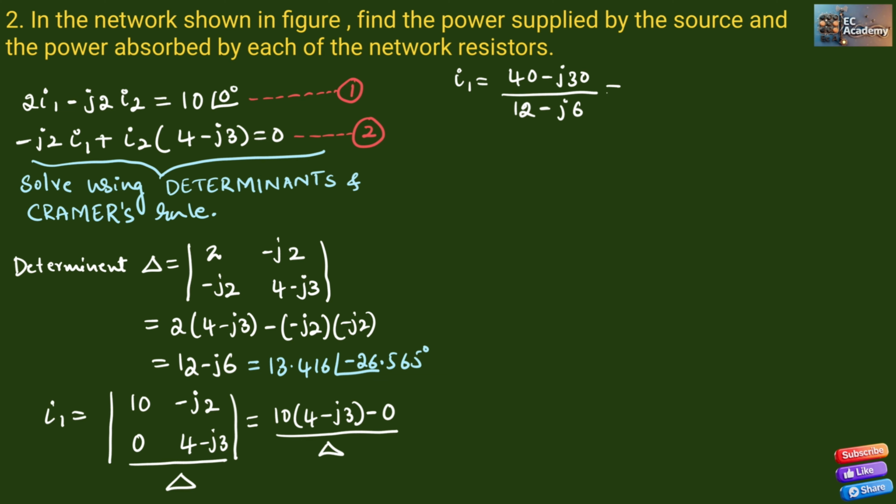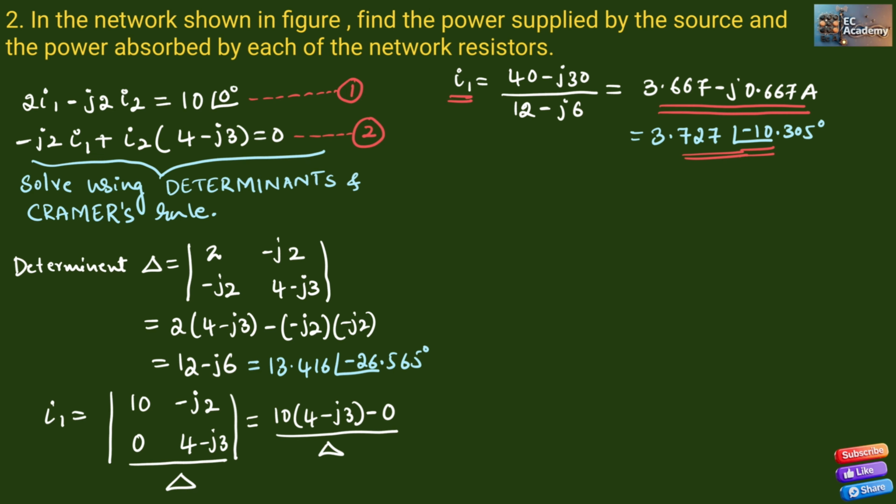So this will be equal to 3.667 minus j0.667 amperes. We can write this in polar form as 3.727 at an angle of minus 10.305 degrees. So you can keep both the values, we might need them for further calculation. Similarly, we can find the value of I2.